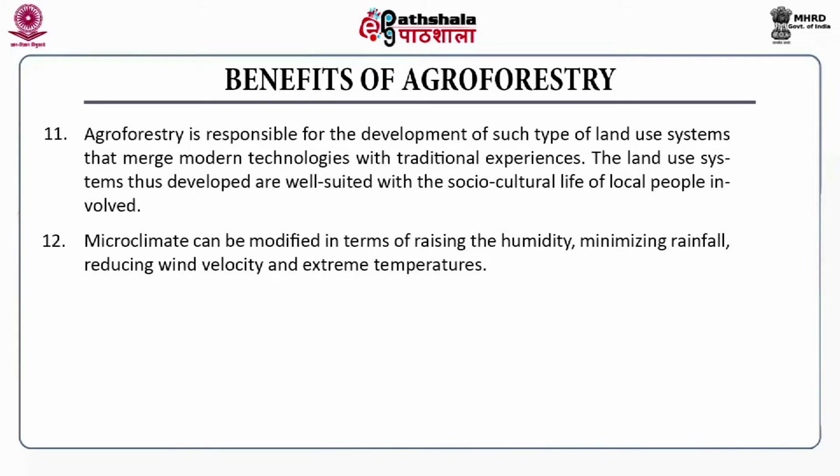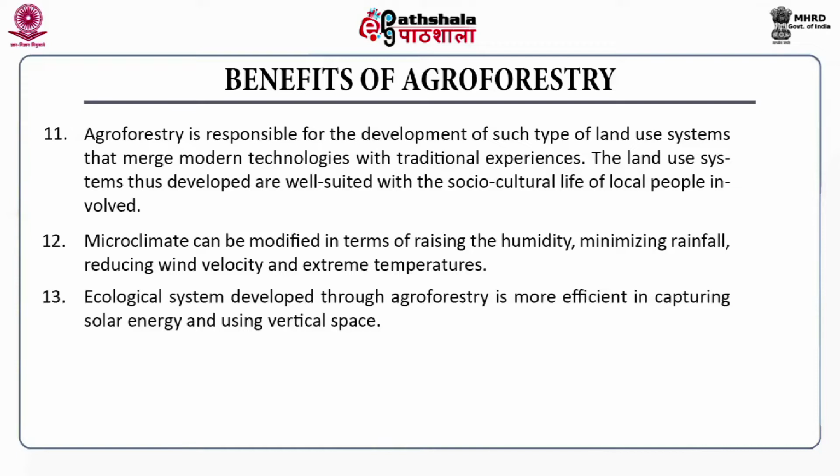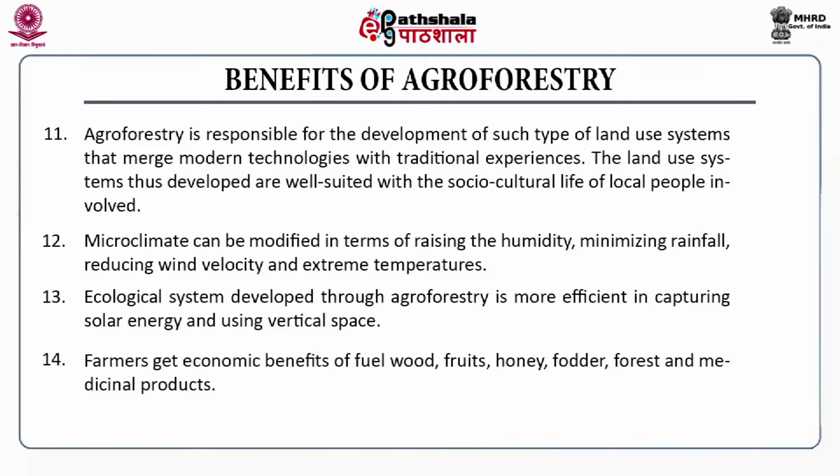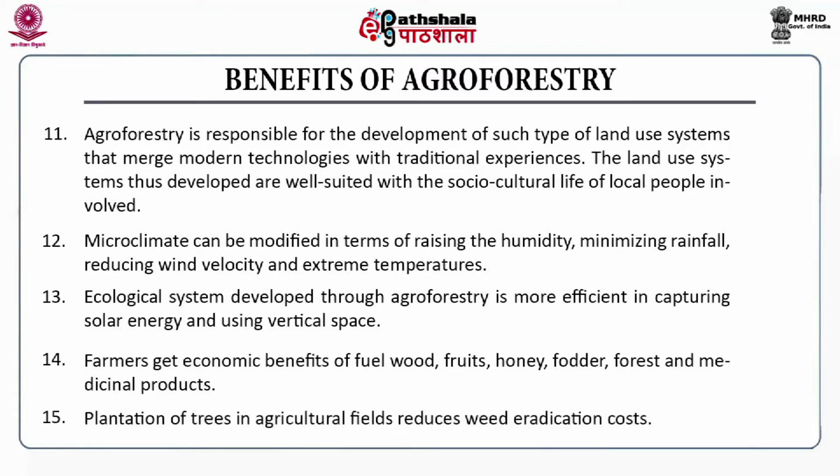Microclimate can be modified in terms of raising the humidity, minimizing rainfall, reducing wind velocity and extreme temperatures. Ecological system developed through agroforestry is more efficient in capturing solar energy and using vertical space. Farmers get economic benefits of fuel wood, fruits, honey, fodder, forest and medicinal products. Plantation of trees in agricultural fields reduces weed eradication cost.